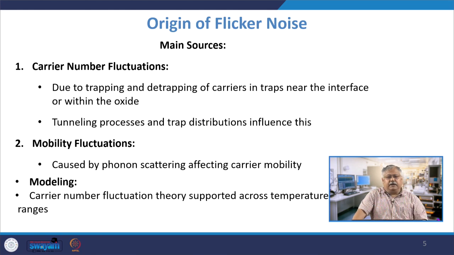So what is the main origin of flicker noise, right, and primarily they come due to trapping and detrapping of carriers in traps near the interface or the oxide, and therefore if you look very closely as the frequency goes on increasing, since the trapping and detrapping process will reduce, your carrier number fluctuations will also reduce and you will get a stabler flicker noise, or flicker noise will not go on increasing as you move to higher frequency.